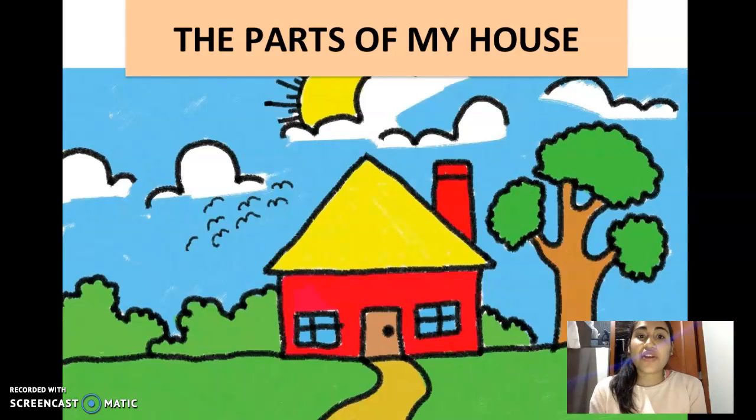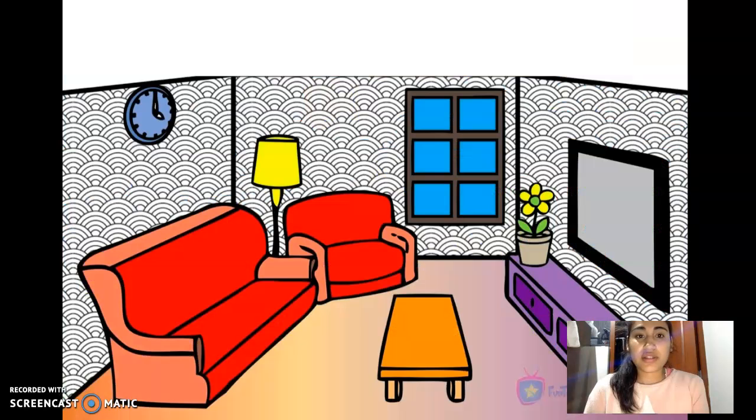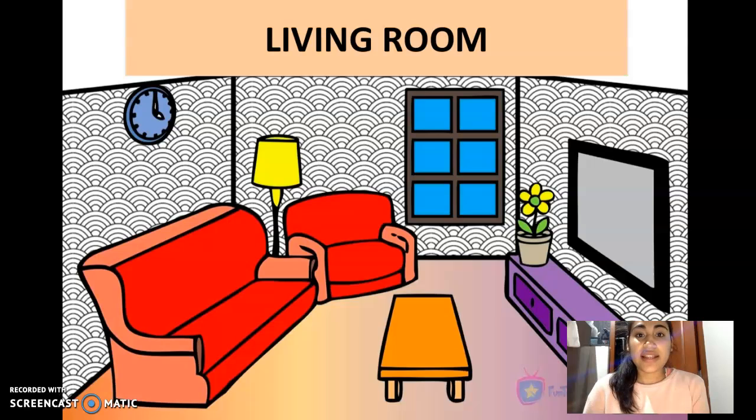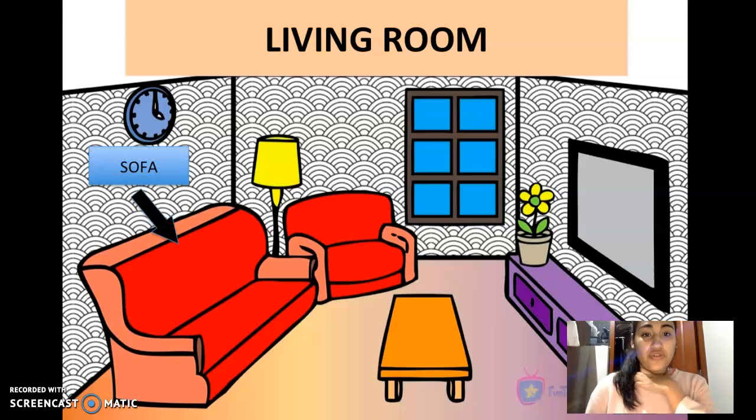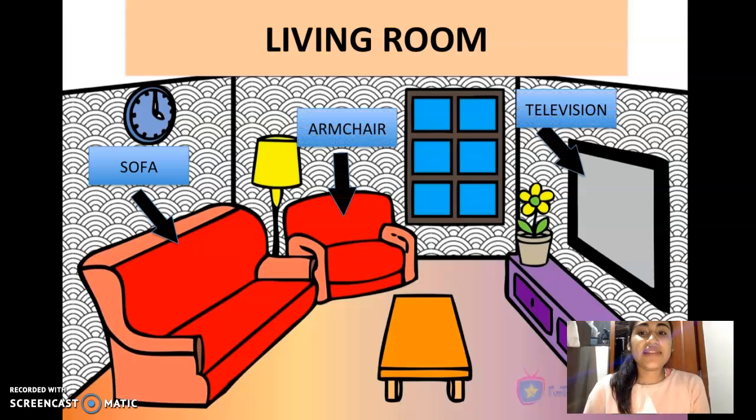So today we are going to learn the parts of the house and some furniture that are inside them. Okay, so let's start. We're going to start with this part of the house. This is called the living room. You can remember this because you live most of the time there. So the living room. There we learn some furniture. For example, here we have the sofa, this is the armchair, and this is the television.